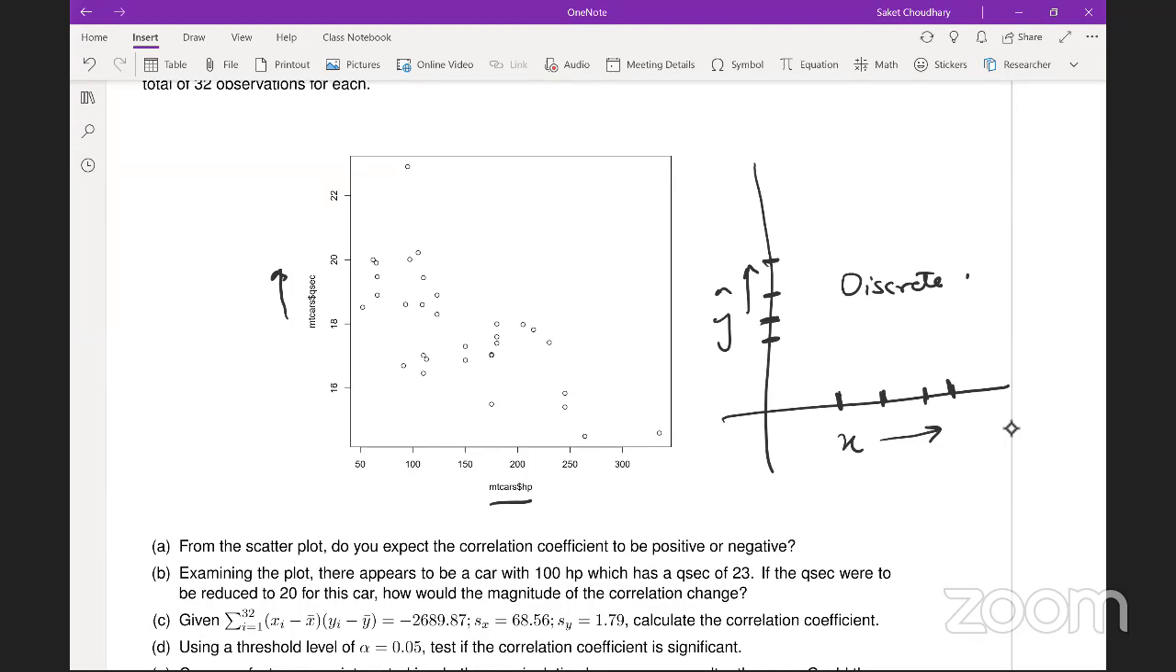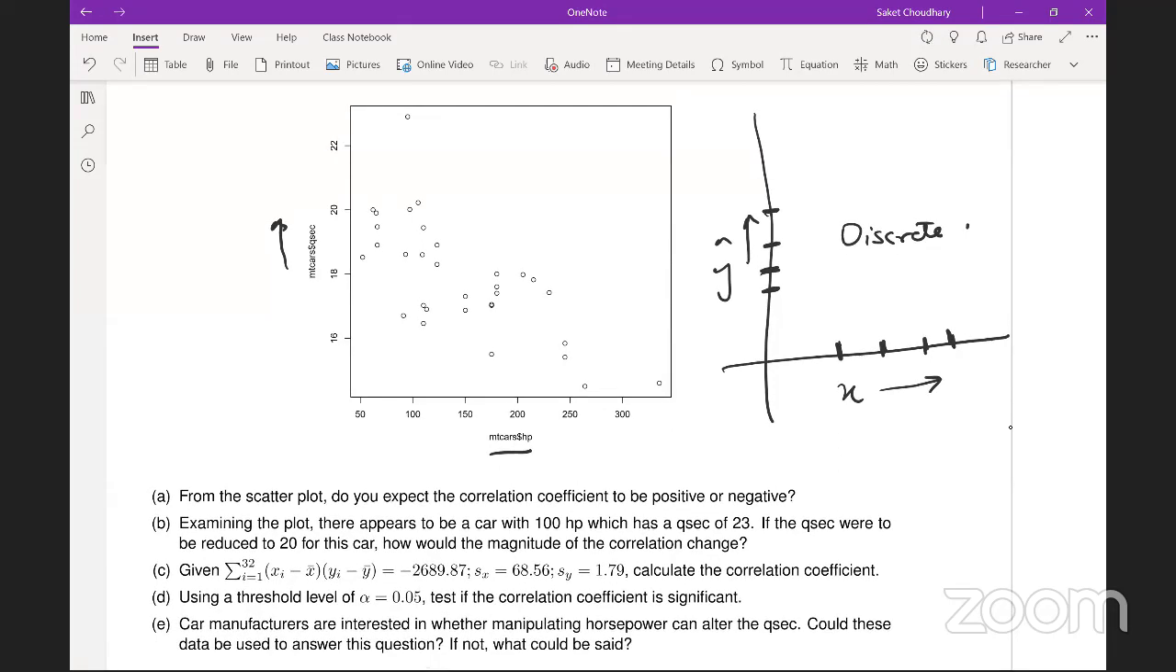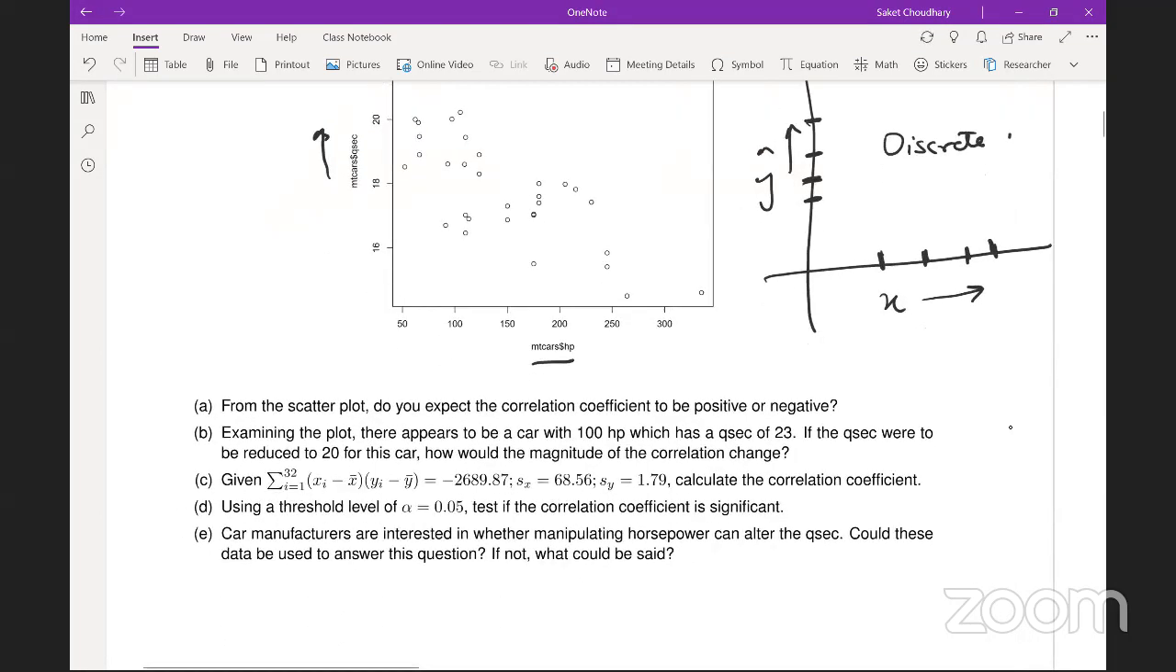In some of your projects, I've left a comment that if you're working with discrete data and trying to do a regression, you might see a distinct structure. Just be aware of it. There's nothing wrong about it.